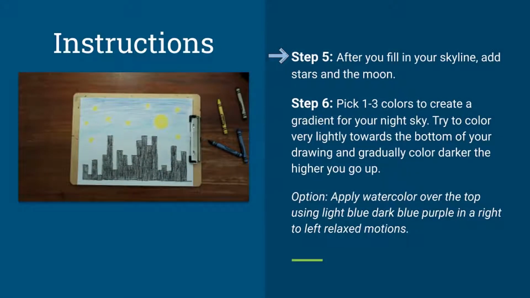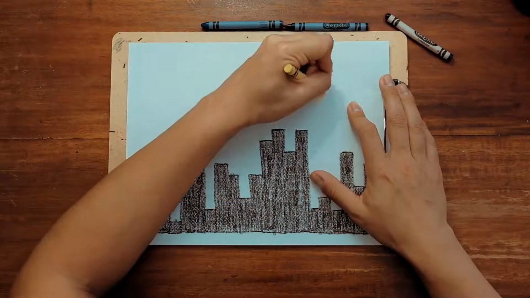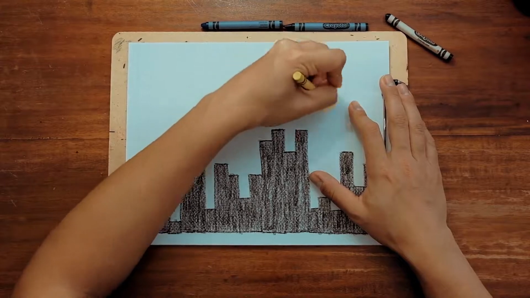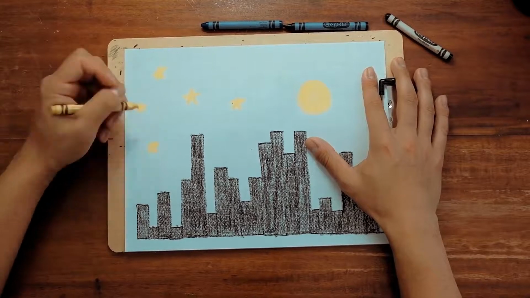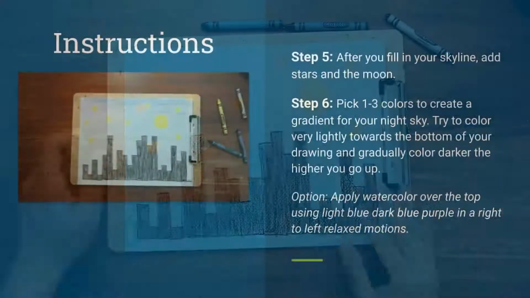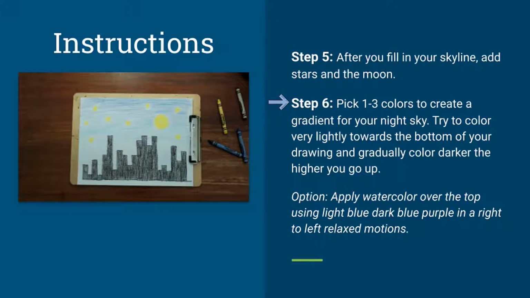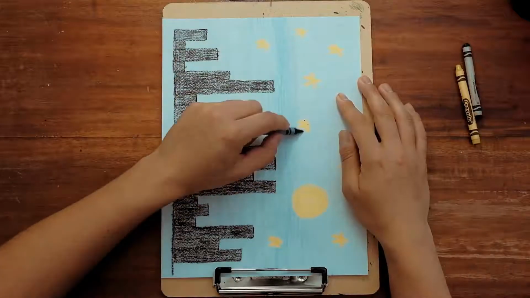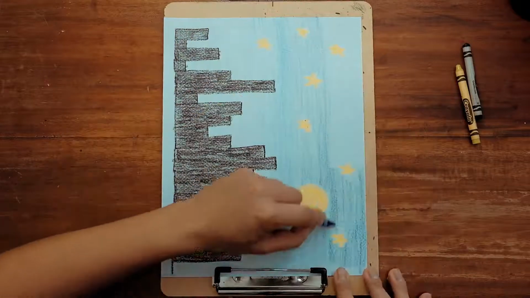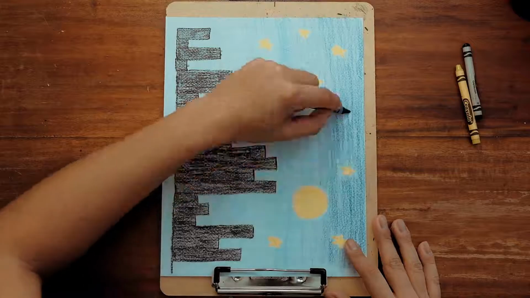Step 5. After you've filled in your nighttime skyline, add those stars and a big old moon. Step 6. Pick 1 to 3 colors to create a gradient for your night sky. Try to color very lightly toward the bottom of the drawing and gradually color darker the higher up you go. If you have watercolors, you can apply the watercolor over the top using light blue, dark blue, purple, all of those colors in right to left relaxed motions.